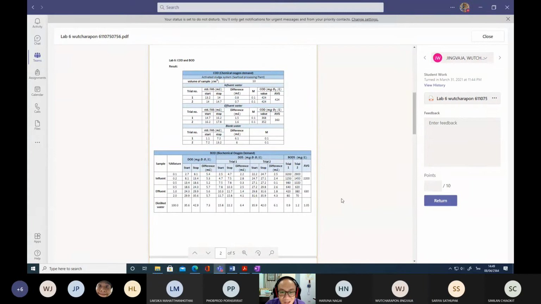What is this? BOD, COD. Chemical Oxygen Demand. Blank molality.